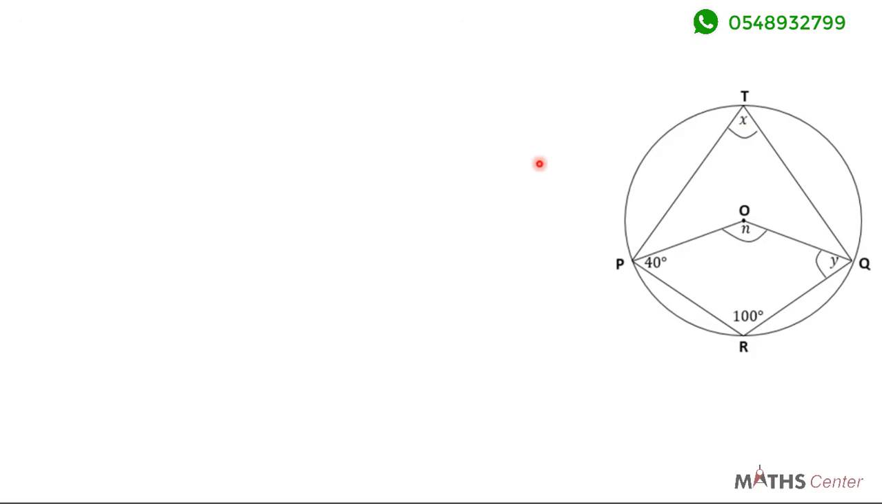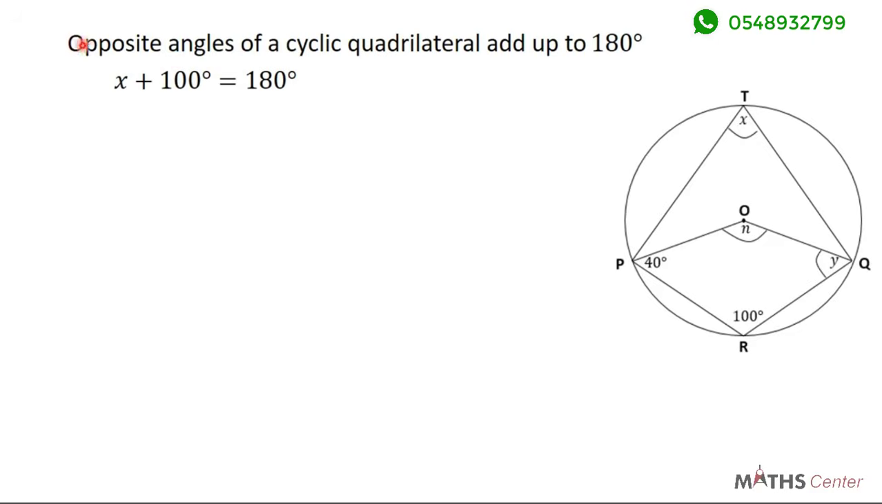Now let's begin to solve the question. The opposite angles of a cyclic quadrilateral add up to 180 degrees. So what this means is that S plus 100 degrees will give us 180 degrees. So S is equal to 80 degrees. So we have been able to find S. Now this is done. Let's deal with N and Y.